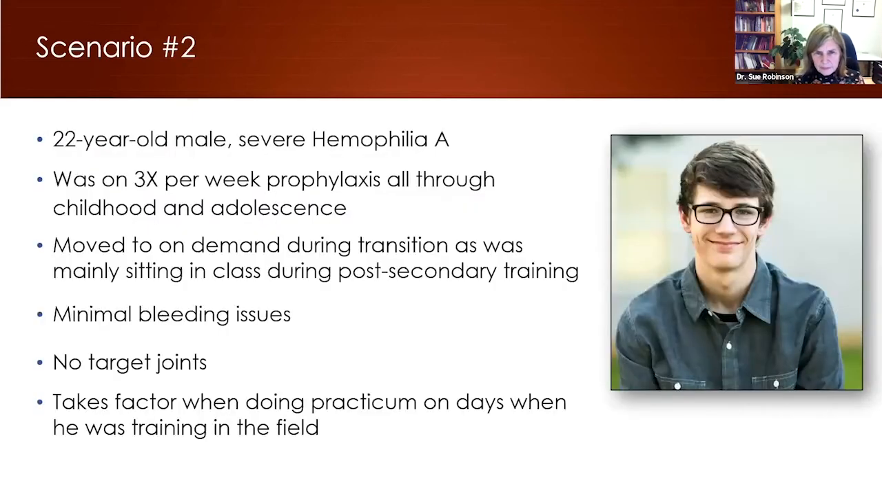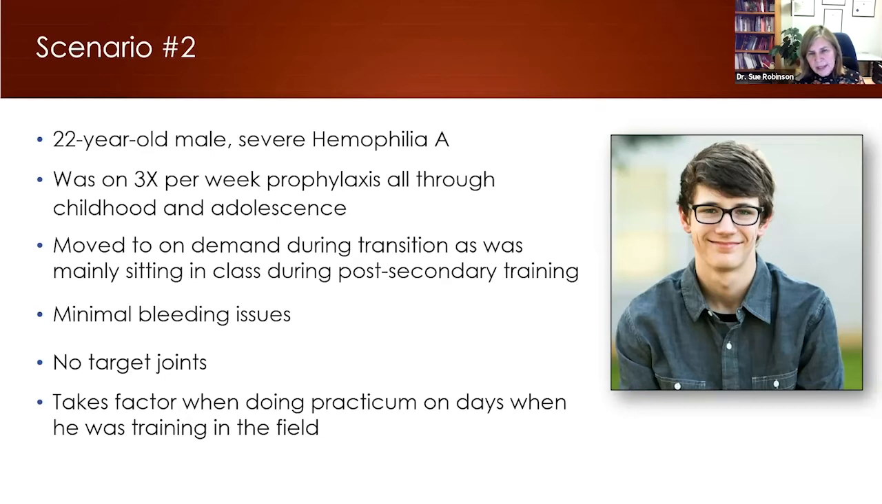Next. So this second fellow, 22, a severe hemophilia A, and he was on 3 times a week prophylaxis all through childhood and adolescence. When he moved to on demand during the transition to adults, we often see that with independence. And he felt that he really didn't need it. He was sitting in his class most of the time, and he still had minimal bleeding issues, no target joints.